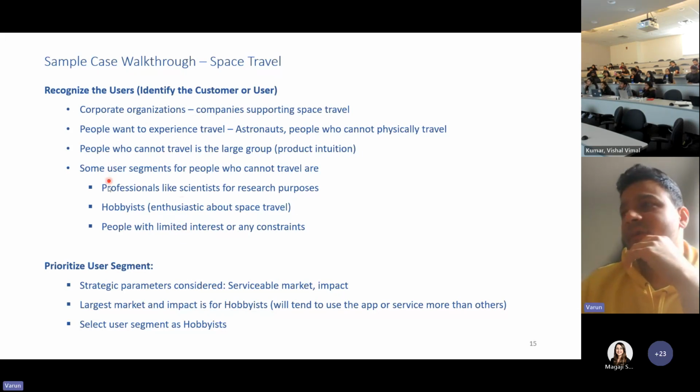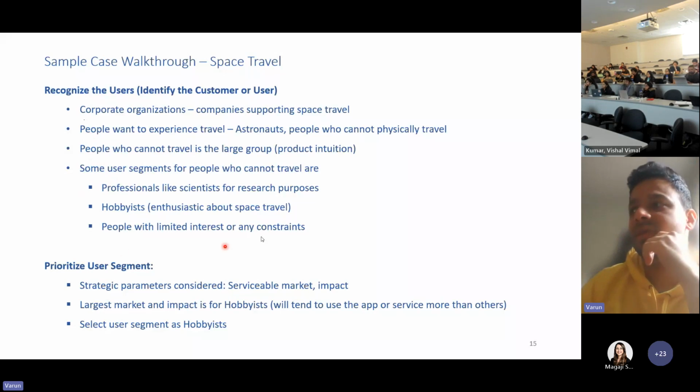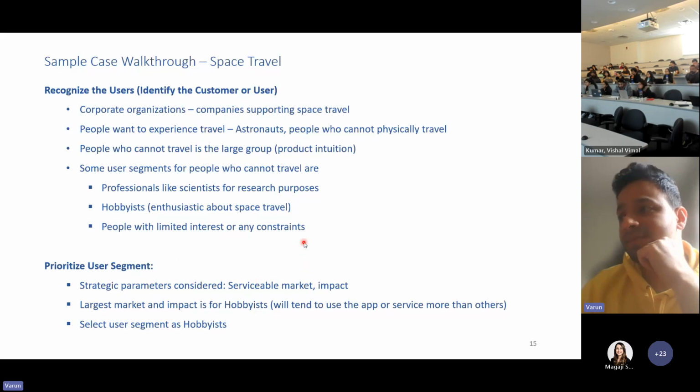And now I've identified my user segments, right? Basically, I drilled down from a top-down funnel perspective to three very specific user segments. And then here's how I prioritized the user segment. I considered two dimensions: serviceable market and impact.